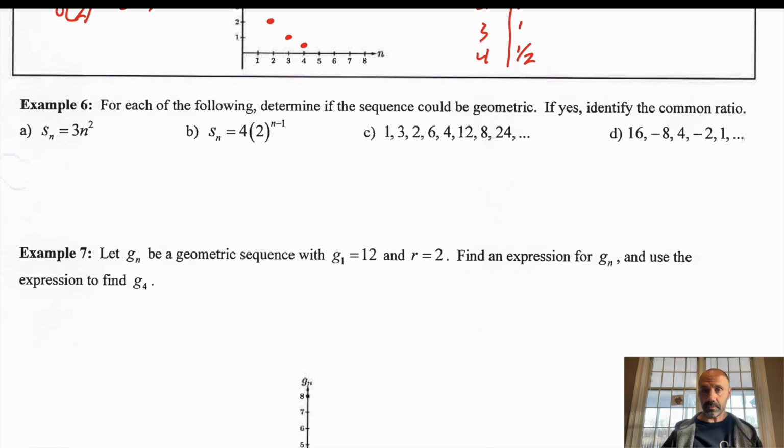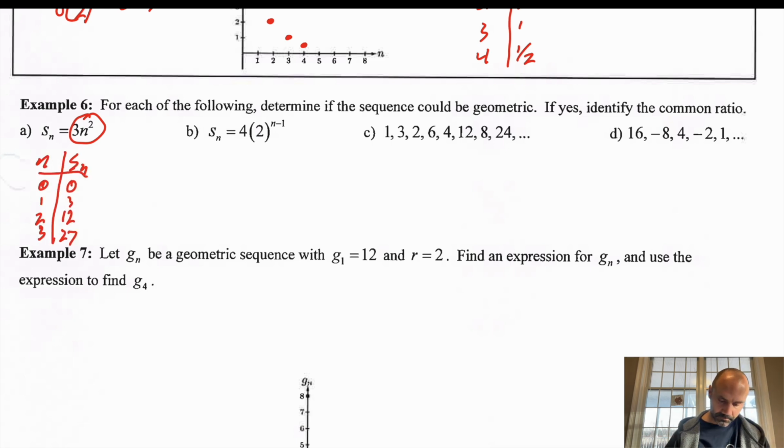Now, in example 6, they're saying for each of the following, determine if the sequence is geometric, and if yes, identify the common ratio. For letter A, we can tell right away that it's not geometric just by the form of the function. The variable n is not in the exponent. But if we create a table, we'll see how it turns out. 27 divided by 12 is just about 2, 12 divided by 3 is like 4. So there's no common ratio between these.